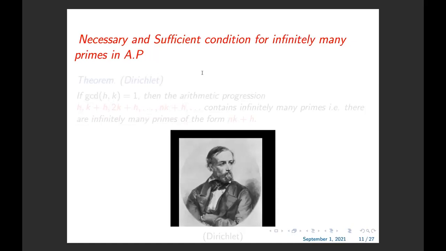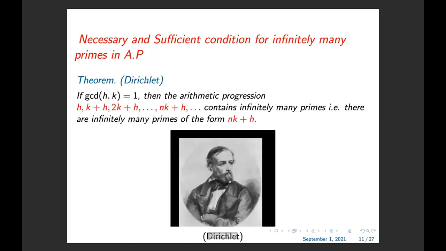The necessary condition is that if an arithmetic progression contains infinitely many primes, then the GCD of H and K should be 1. And Dirichlet proved that this is also the sufficient condition for the arithmetic progression to contain infinitely many primes. So this is his theorem. It states that if GCD of H and K is 1, then the arithmetic progression contains infinitely many primes. That is, there are infinitely many primes of the form nk plus h.